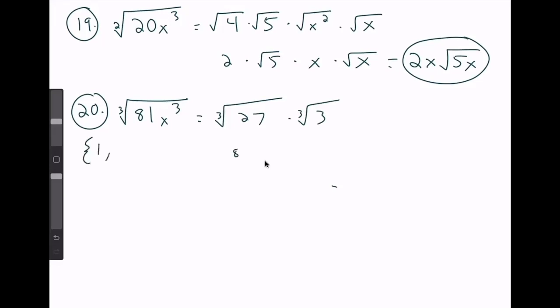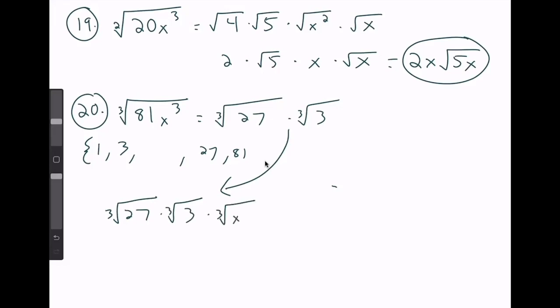We have 1 and 81. 2, no. It's not divisible by 2. We have 3 and 27. Okay, those are factors. So since those are factors, I can list 27 times 3 as 81, right? So I'll go ahead and transport all this down here. I'll just say the cube root of 27 times the cube root of 3 times the cube root of x to the third.